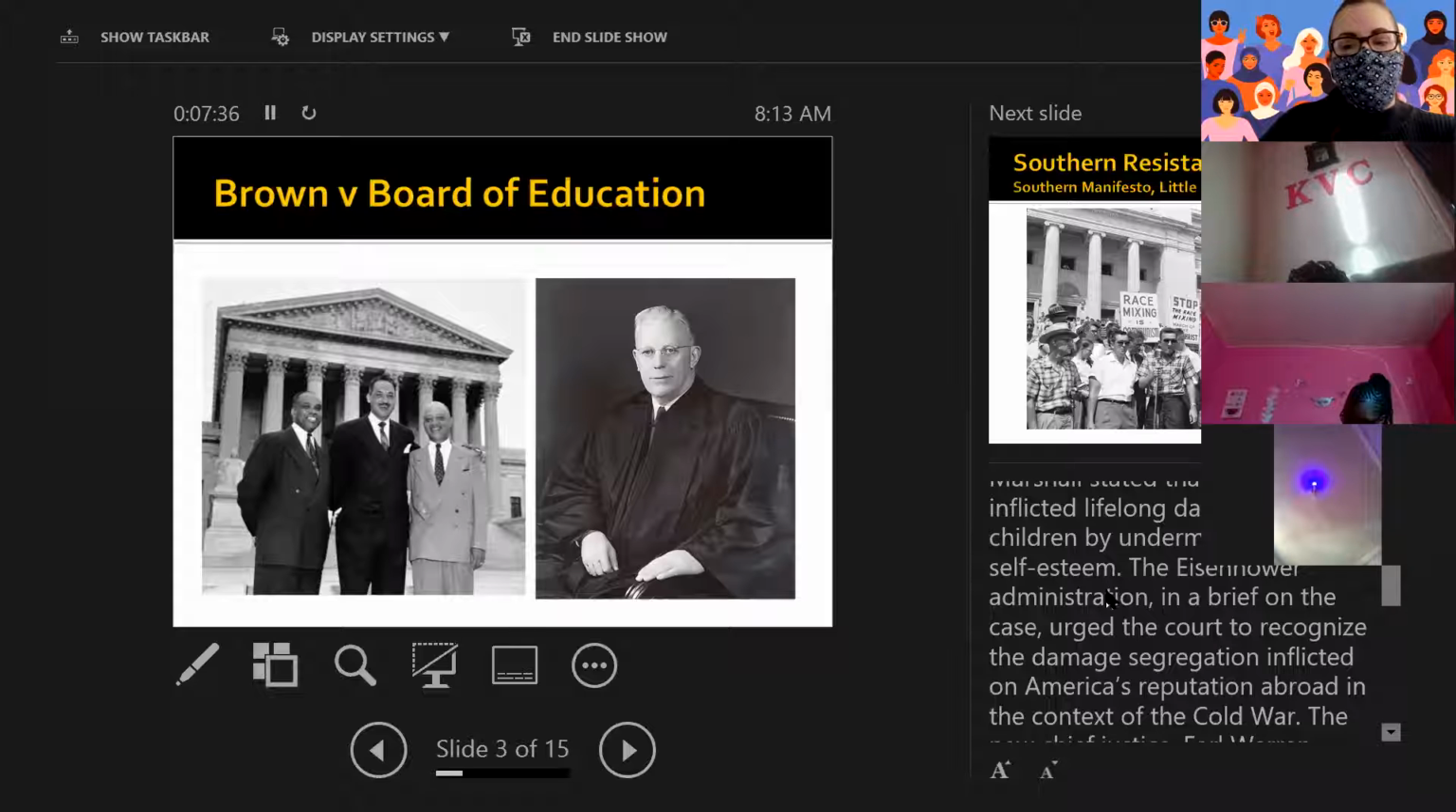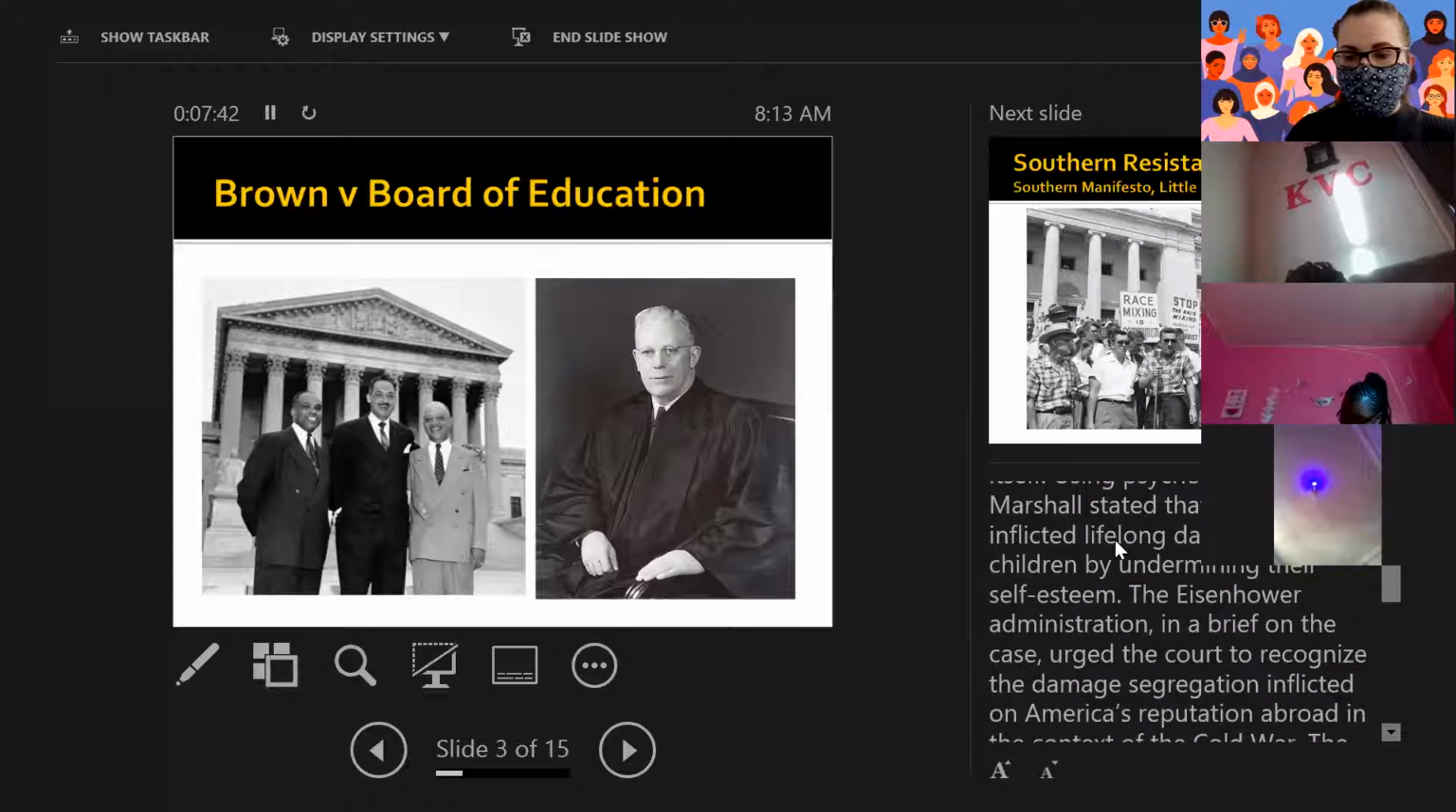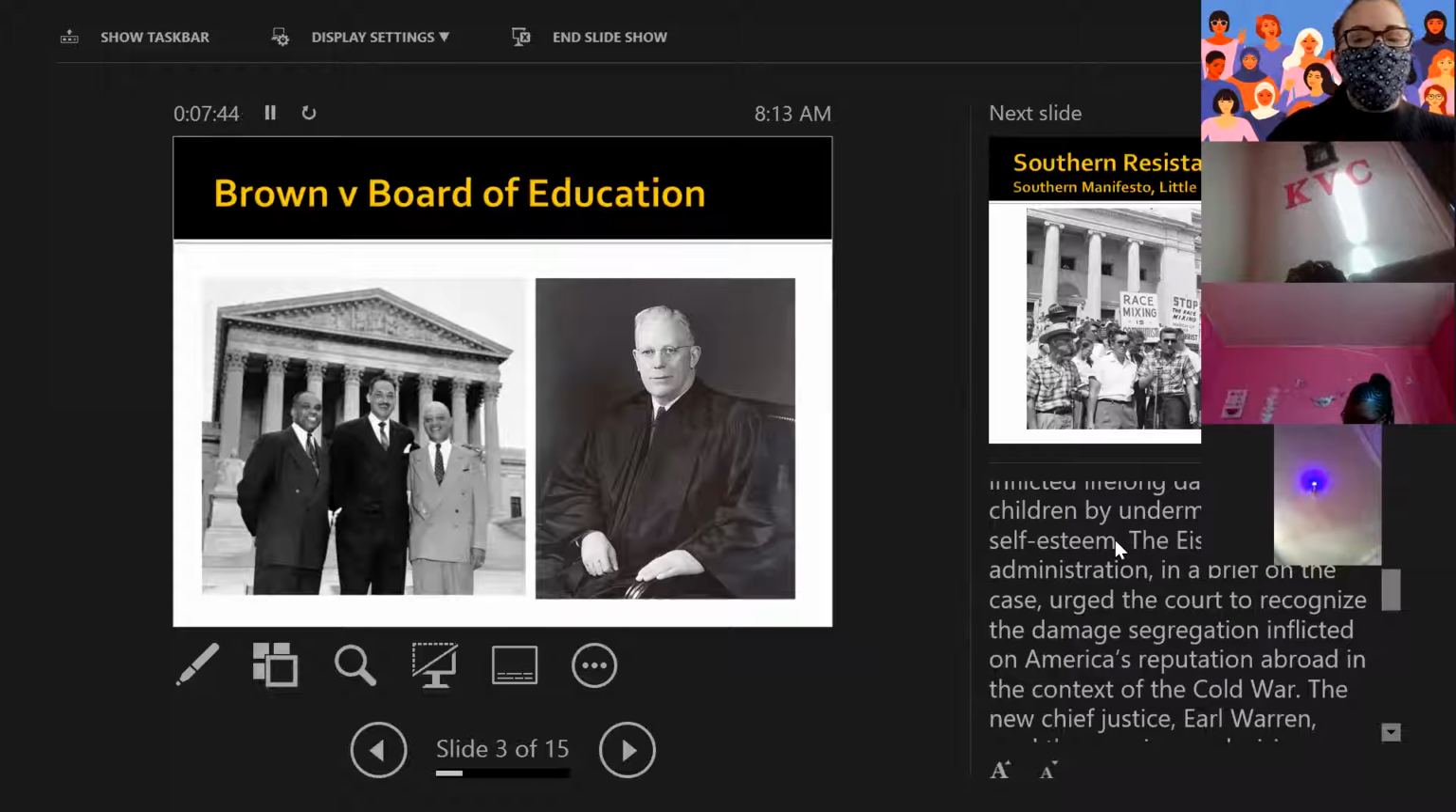Marshall argues that a lifetime of segregation undermines children's self-esteem. So again, he uses psychological studies to argue that these children have major self-esteem issues because of segregation.